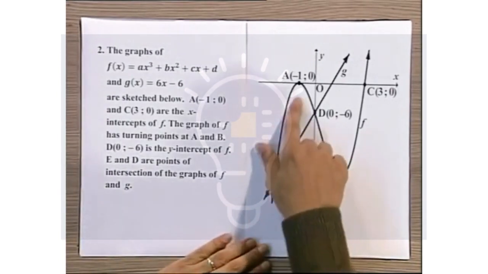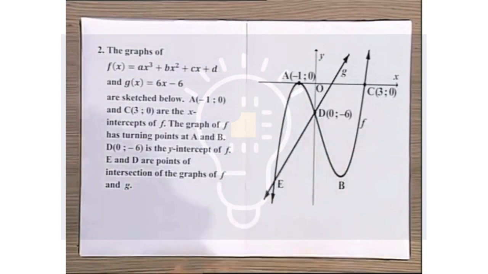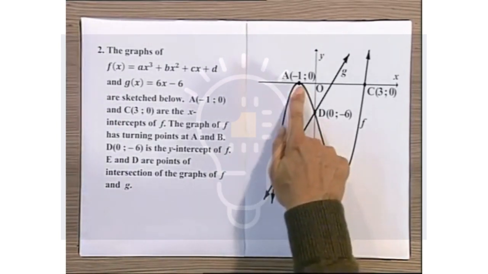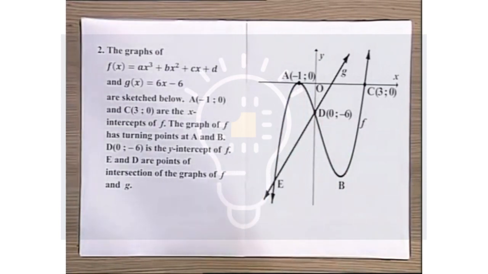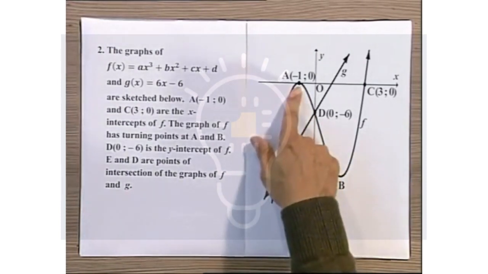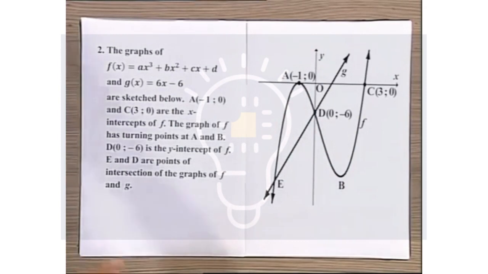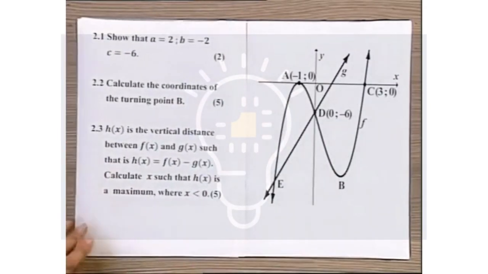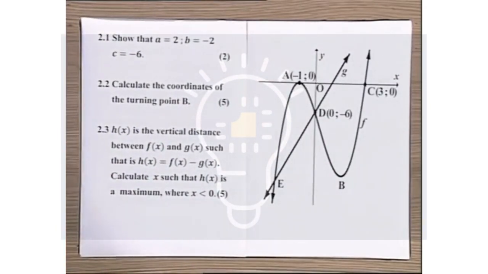There, we have a turning point on the x-axis. What does that say? There will be a duplication of that x-intercept. Right? It's just something that, okay, now I know for next time. Right? So what are the questions? Show that a is equal to 2, b is equal to minus 2, and c is equal to minus 6. Show that. Right? That shouldn't be a problem.